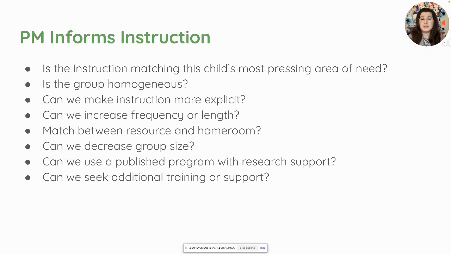And it really does allow us to inform instruction and to inform that intervention. If we're noticing that we're not on track to closing that gap or to meeting that goal, we could go through and consider many other variables and many other questions to help best tailor that support to that child's needs. Could the group be more homogeneous? Could we extend the support? Could we have that more frequently? What's the match between the support and the homeroom if that's happening within withdrawal? Can we decrease group size? What can we do to make sure that instruction is enabling that child to meet that goal?